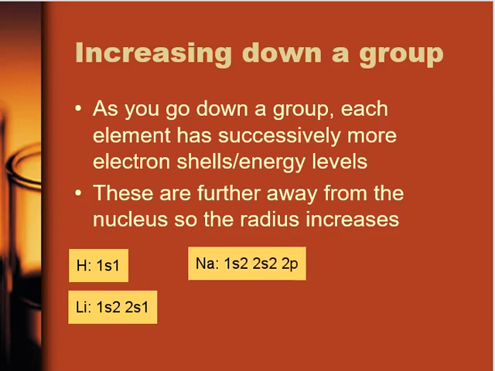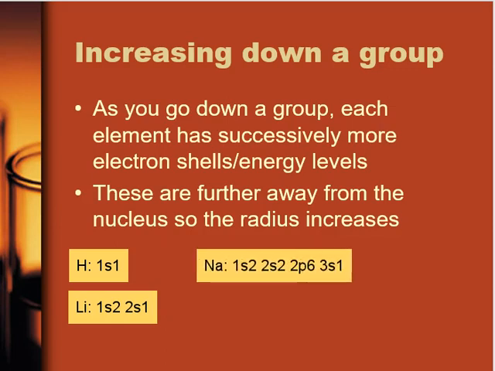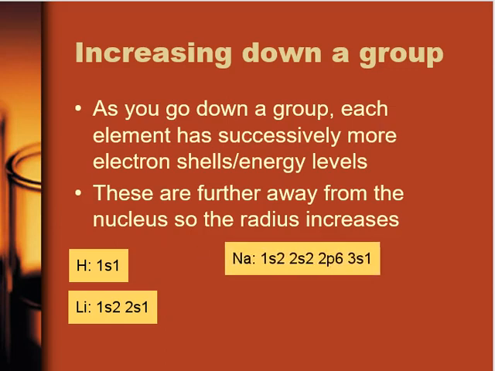2s2, 2p6, 3s1. So down further, now you can see that we've really got a lot more electrons. We've got 2 electrons in the first energy shell, 8 electrons in the next energy level, and then 1 electron in that third energy level.